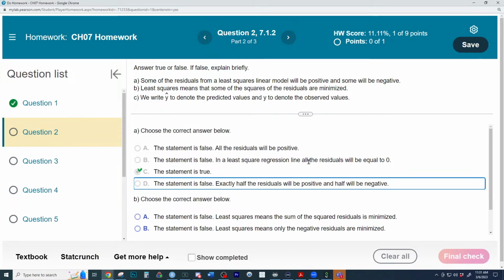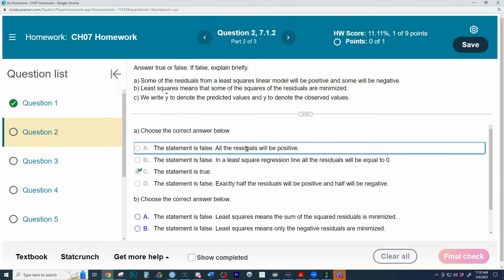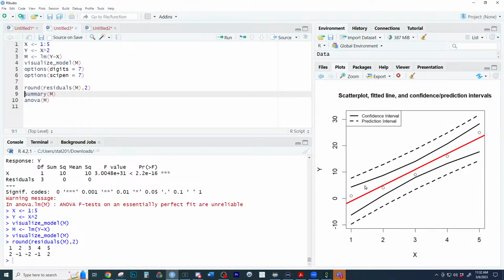In a least squares regression model line, all the residuals will be equal to 0. No, it's only if it's a perfect model. All the residuals will be positive. No, unless the weird instance, they're all 0. But barring weird instances, yeah. And so don't try to memorize these. Try to understand what is a residual.